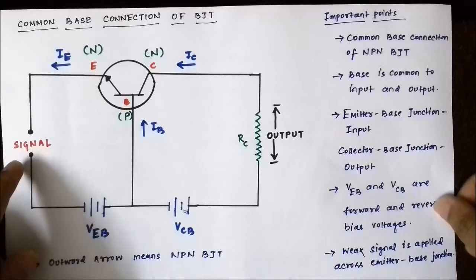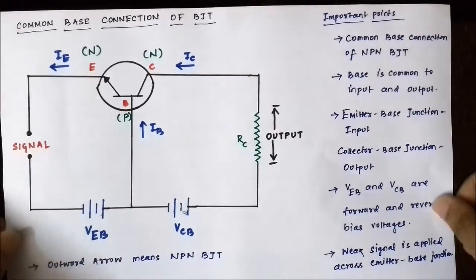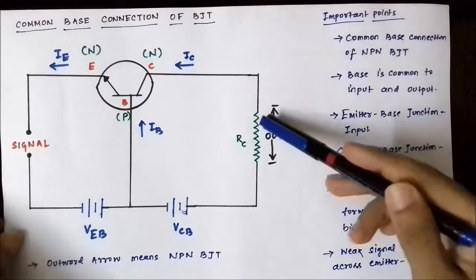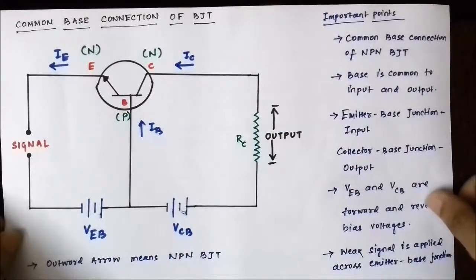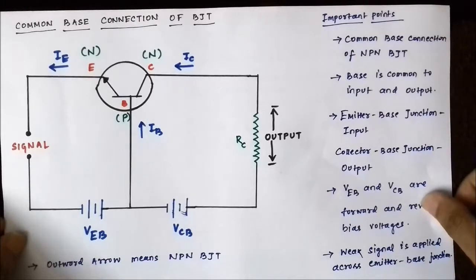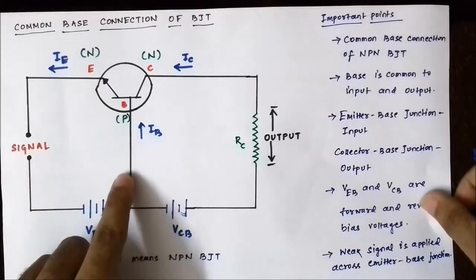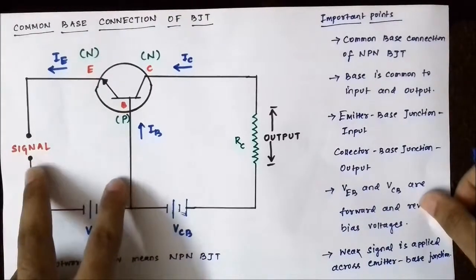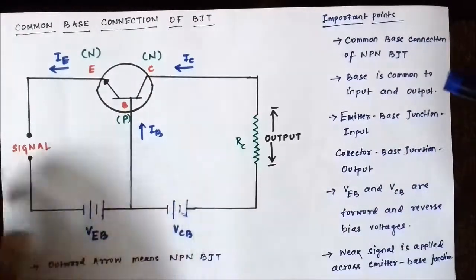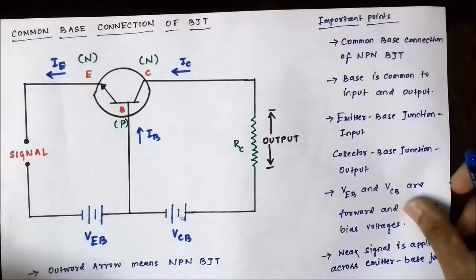Okay, this is the input signal which is to be amplified or processed by the circuit. And the output is taken across this collector resistance RC, across the collector base junction. So here it is the common base connection of BJT, where the base terminal is common to both the input and the output. Okay, so please note down these important points if you want to, and draw this diagram.